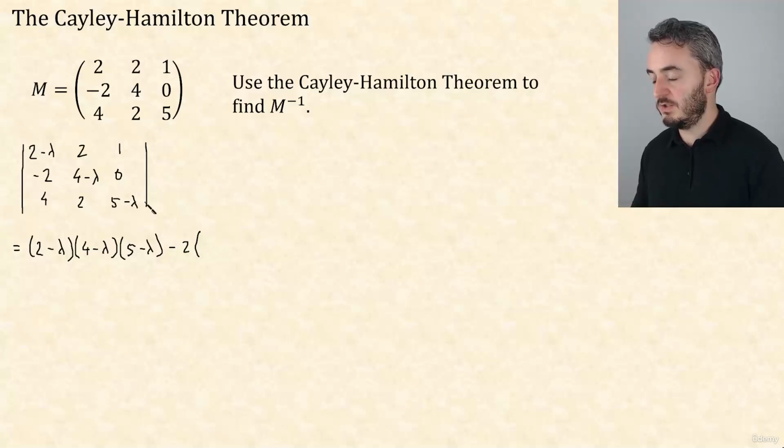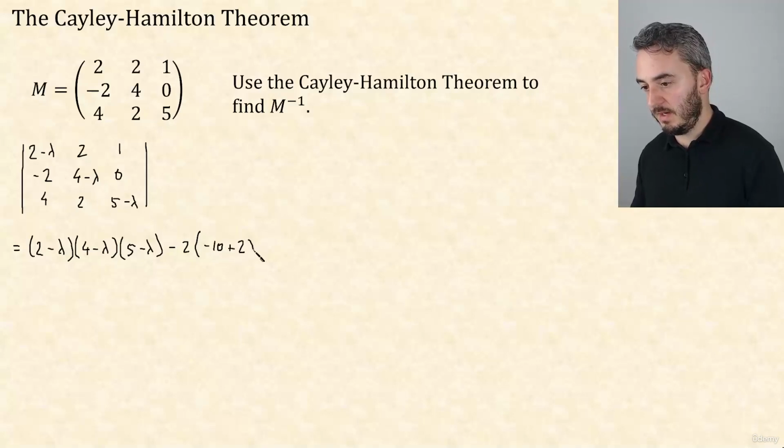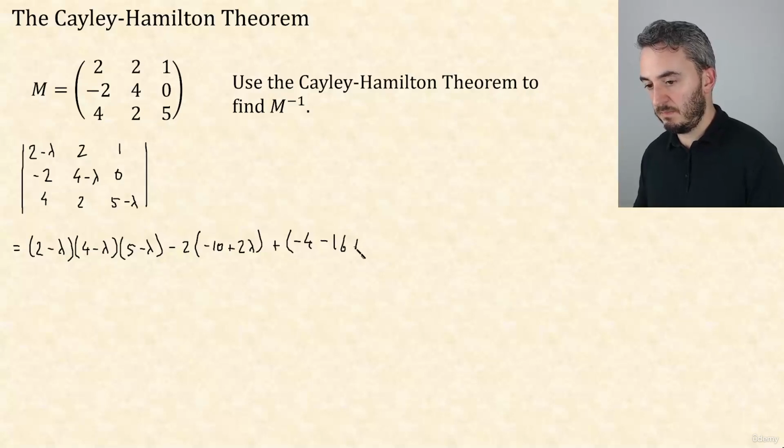So minus 2 times 5 is minus 10. Minus 2 times minus lambda is 2 lambda. Then it's plus 1 times the determinant of this submatrix. So that is minus 4 minus that times that. So that's minus 16 plus 4 lambda. Okay, bit of a mess here, but it's fine.